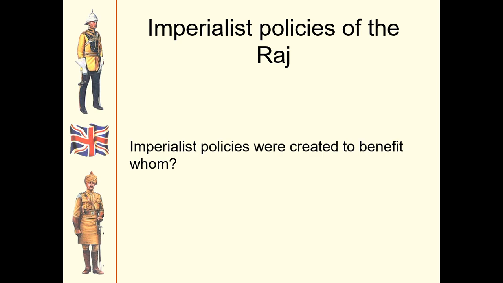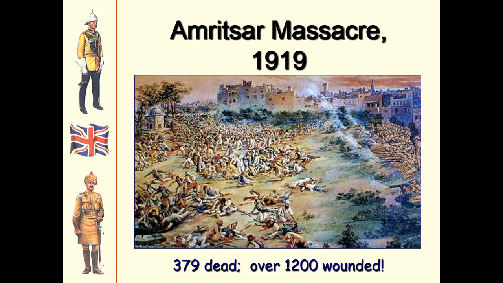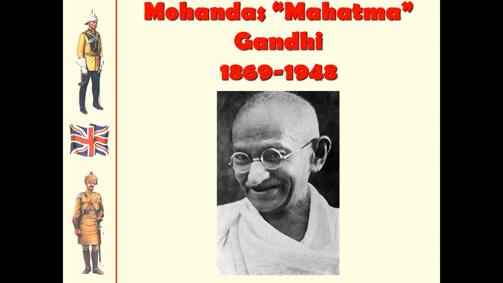Okay, so these imperialist policies, they were created to benefit whom? Well, they were created to benefit the British people, right? The British colonialists. And these were done even though they hurt the people of India. Okay. Now, there were protests against some of these policies, and there was a big massacre in 1919, the Amritsar massacre. This left 379 people dead, and over 1,200 people were wounded in this massacre.